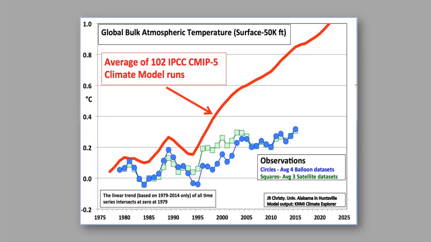In this graph, we see a comparison of climate model runs versus observations. The vertical axis has anomalous global bulk atmospheric temperature, and on the x-axis we have a time period from 1975 to current time. And what we see is that the difference between the observation and the average of these climate runs is larger than the actual value of the observations themselves. So this is not boding well for the comparison of model versus observation.